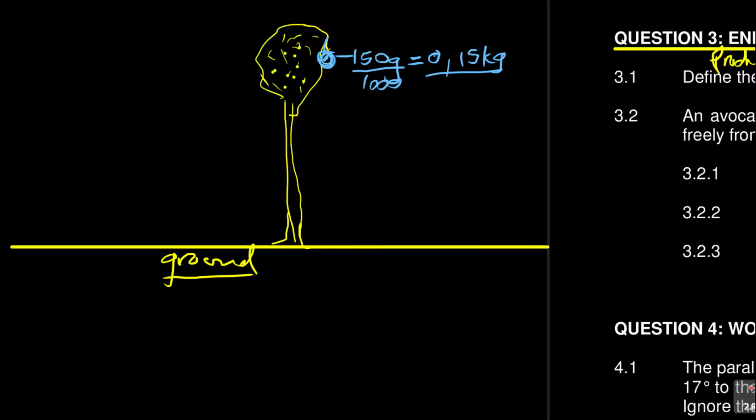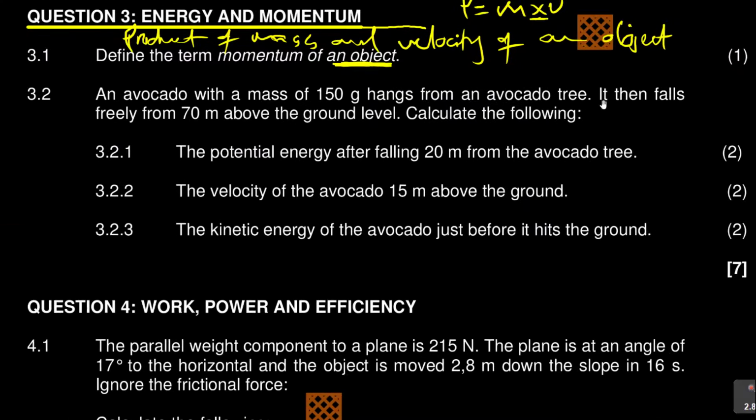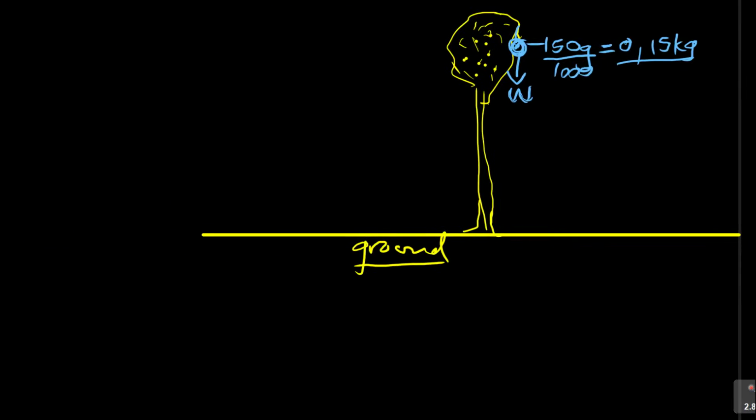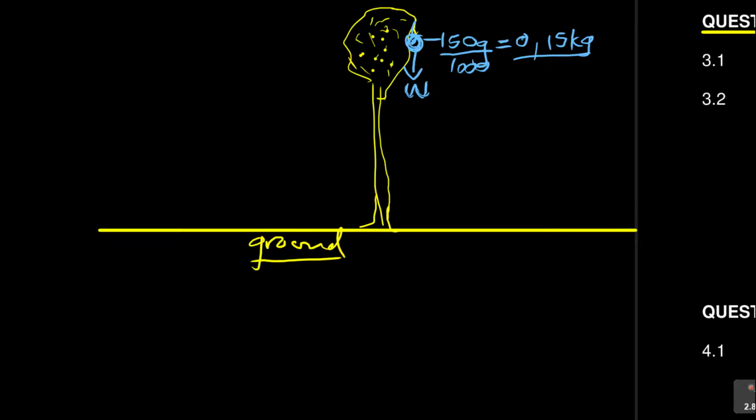Whenever it's hanging there, there is a force of gravity, that is the weight, pulling it down. That's why they say here, it then falls freely from 70 meters above the ground. So the distance from here is 70 meters above the ground. I'm using that. Not the tree, but the avocado, it's 70 meters.